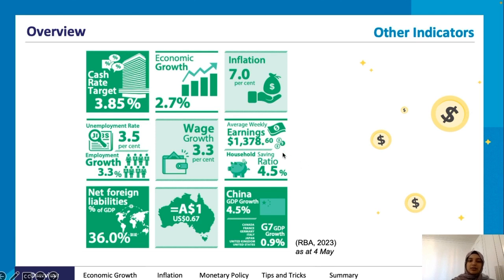We can see the household saving ratio at 4.5%, right? When people are saving, it means they're not confident in the economy, so they're trying to save all their money rather than spend it. $1 Australian is equal to 67 US cents. China's GDP growth rate is about 4.5%, and net foreign liabilities as a percentage of GDP is about 36%. So these are the types of stats that you would want to know, that you would want to memorize. Okay?